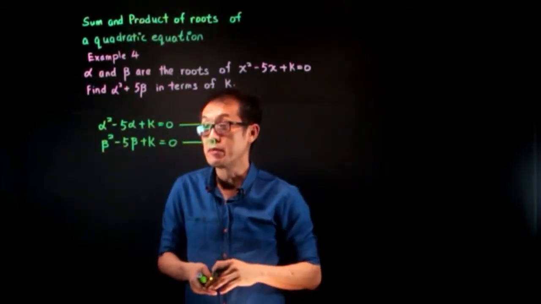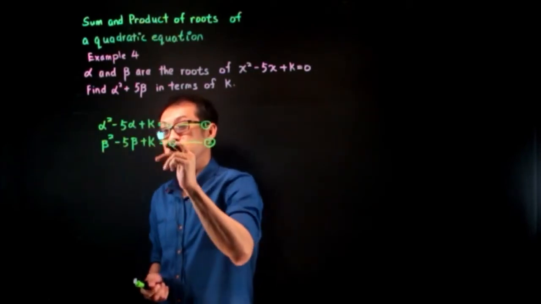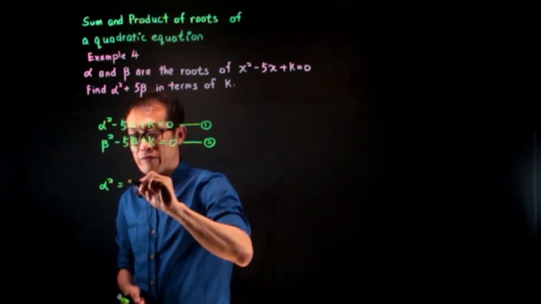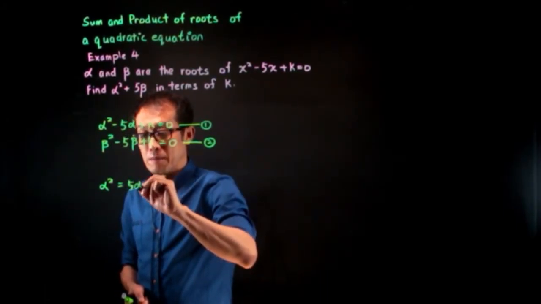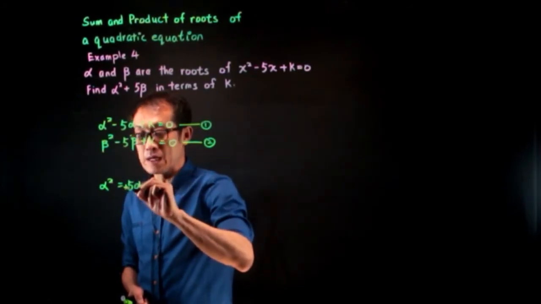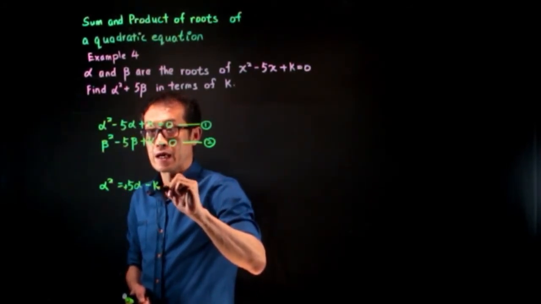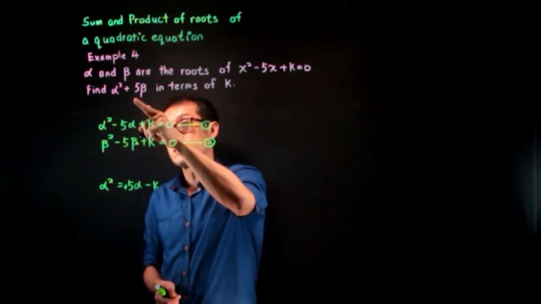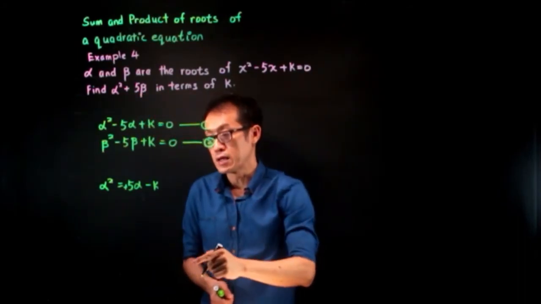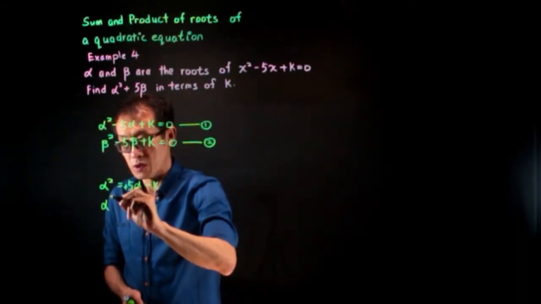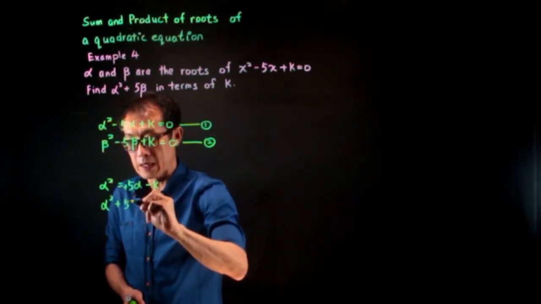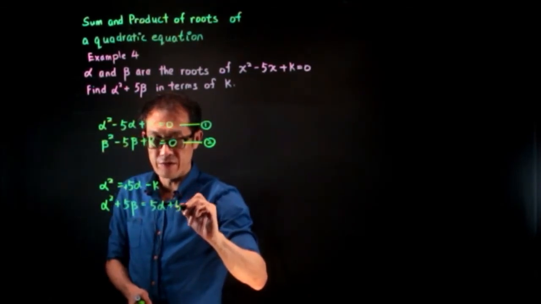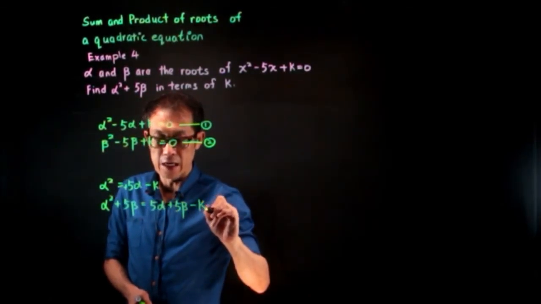Now, so you have alpha squared, you bring all this across, you will get plus 5 alpha minus k. Now you want alpha squared plus 5 beta, so you add 5 beta to both sides, so you get alpha squared plus 5 beta equals 5 alpha plus 5 beta minus k.